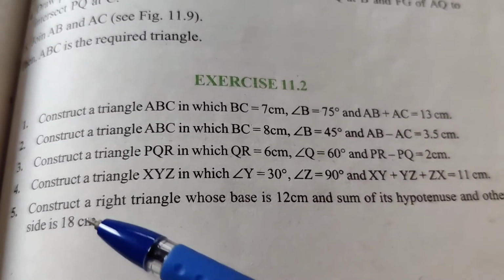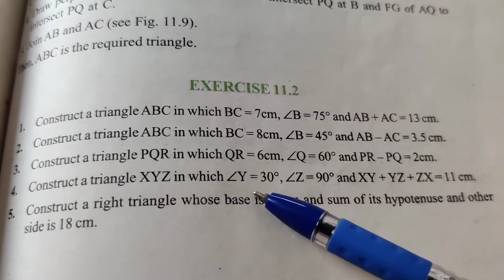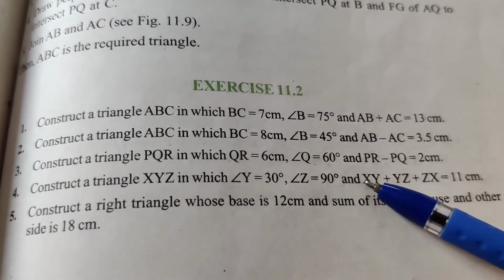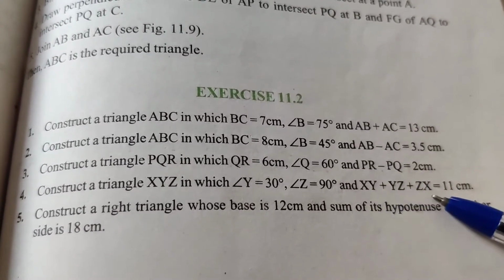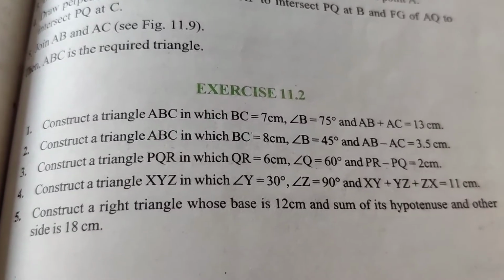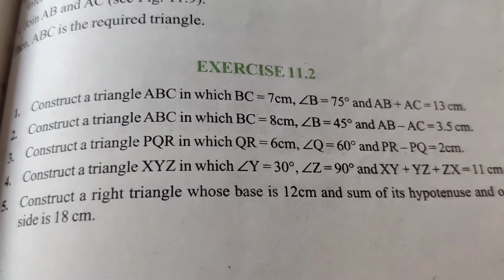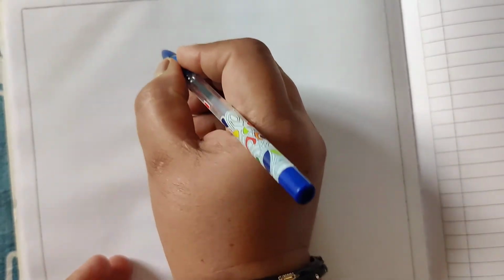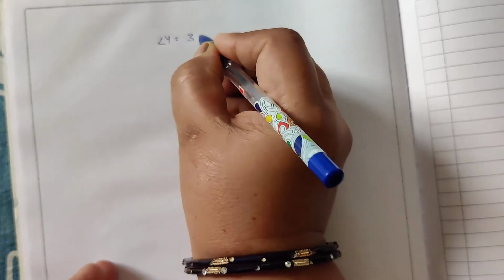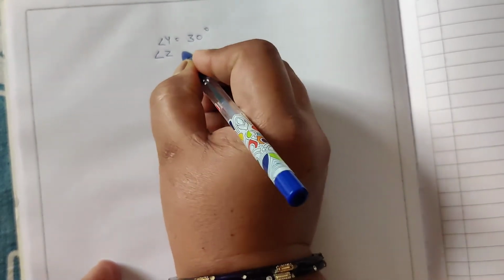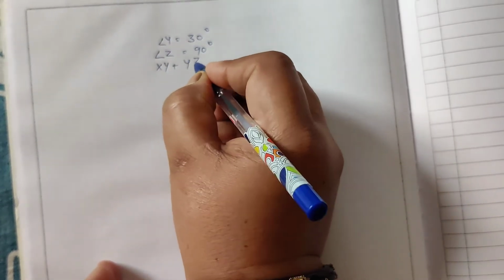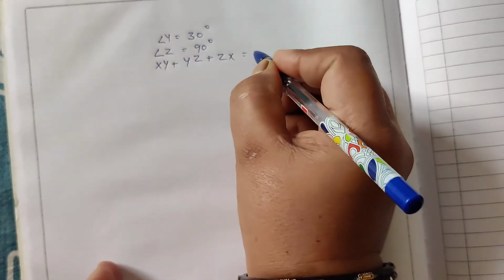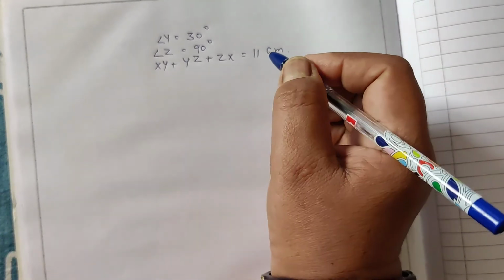Question number 4. Construct a triangle XYZ in which angle Y equal to 30 degree, angle Z equal to 90 degree, and XY plus YZ plus ZX, it means the perimeter of the triangle, is 11 centimeter.